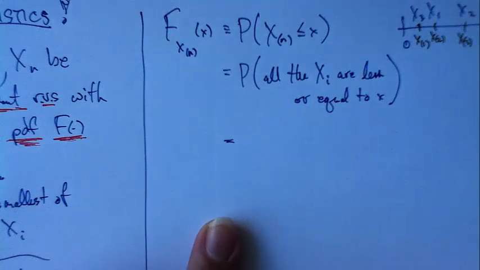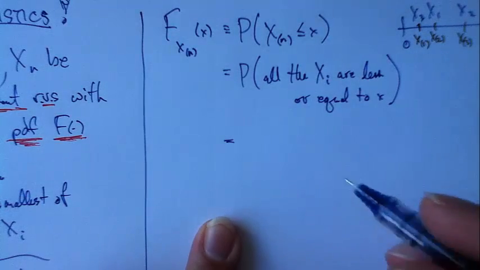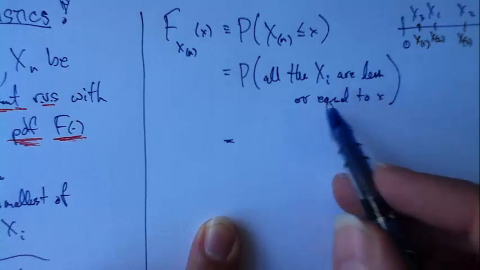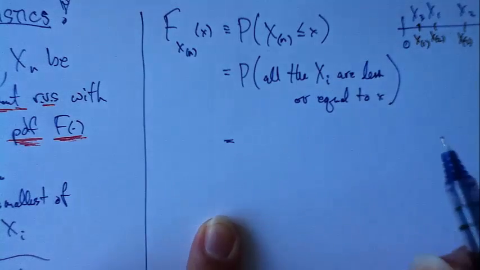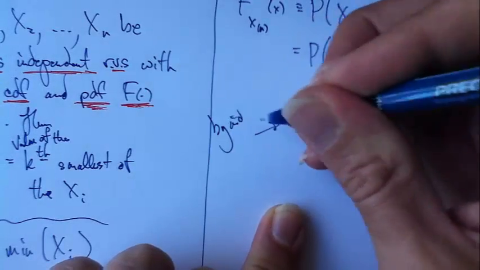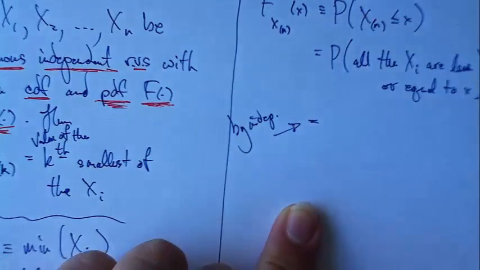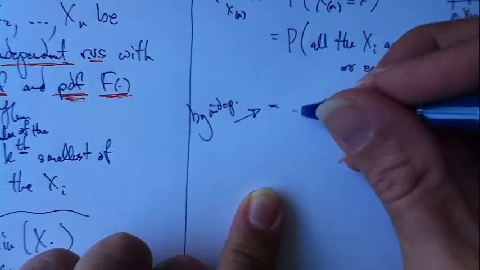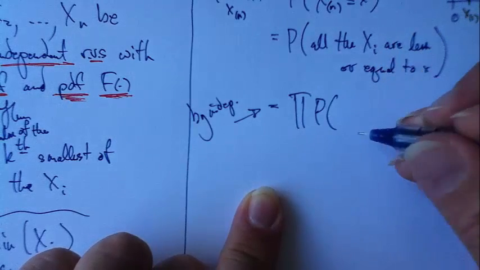Okay, so this is just going to be equal to, actually, you know what? All these xi's are independent, right? So this is by independence. By independence, I can write this as the product of the probabilities, right?